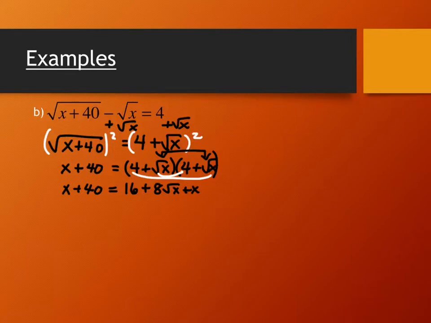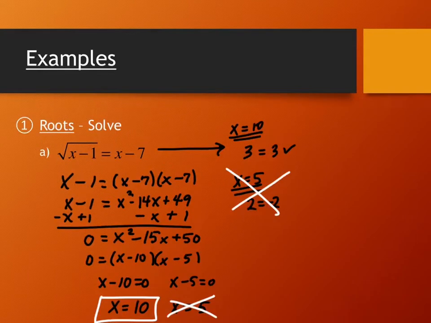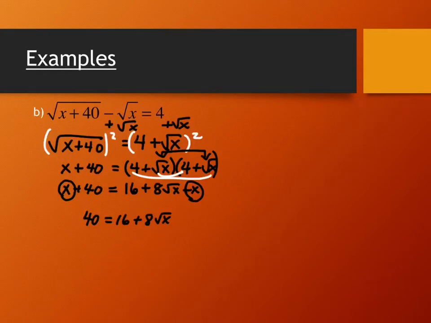In fact, as I start to simplify, what do you notice happens to the x's? They cancel. I've got x here, and I've got an x here, and if I were to subtract x from both sides, those two would subtract off. They wouldn't be there anymore. So I actually can simplify this pretty quickly to 40 equals 16 plus 8 square root x. Now, just like on the original, first problem over here, my goal at this point is to get the square root of x alone, right? Isolate the radical. What would be my first step to doing that?